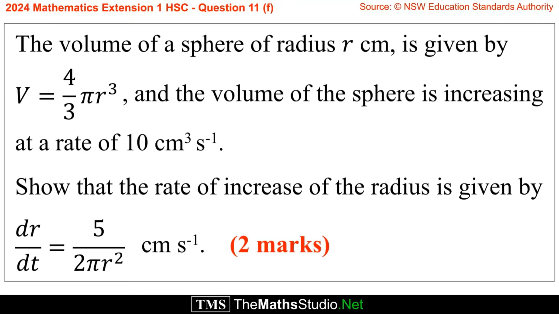Question 11, Part F. The volume of a sphere of radius r centimeters is given by V equals 4 over 3 times pi r cubed, and the volume of the sphere is increasing at a rate of 10 cubic centimeters per second. Show that the rate of increase of the radius is given by dr dt equals 5 over 2 pi r squared centimeters per second.